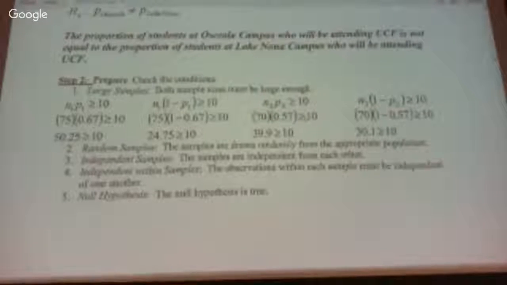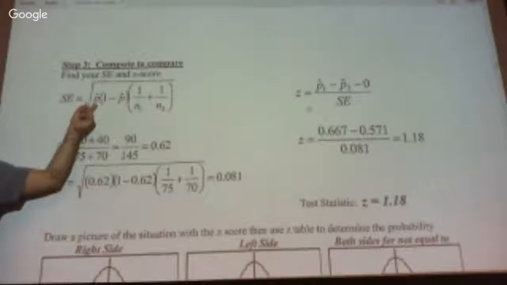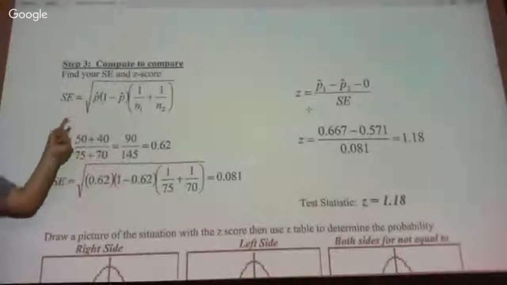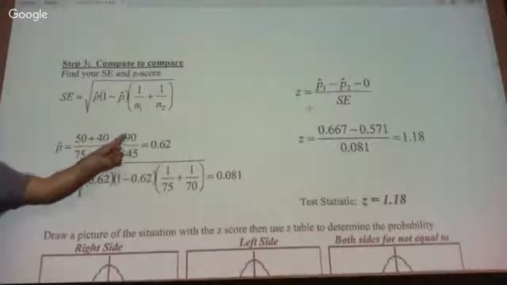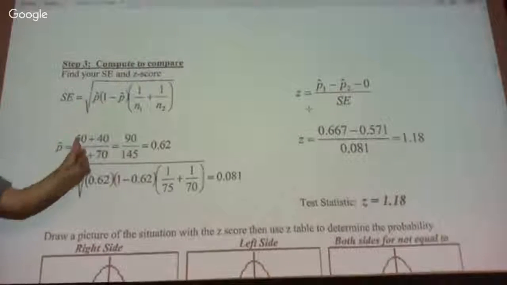Now, then we do the work. The work's kind of the same. We got to find SE. We got to find our Z. We got to find our answer. But we have a little problem. And the problem is, which p hat do I use? The first or the second? The combined. So we add the numerators, we add the denominators, even though we're different, and we get a combined p hat. That's what we use in the formula.